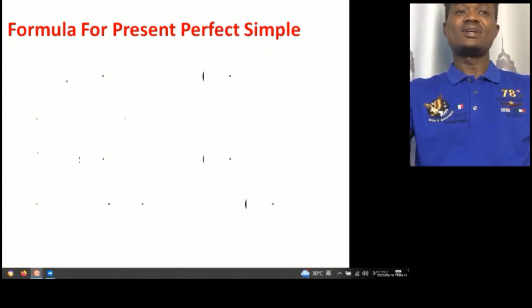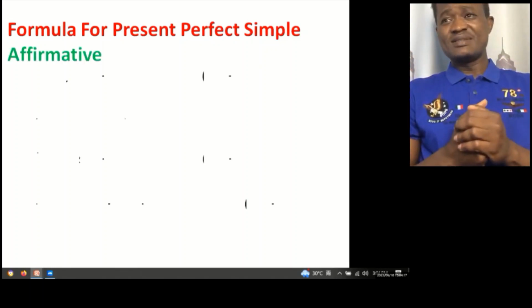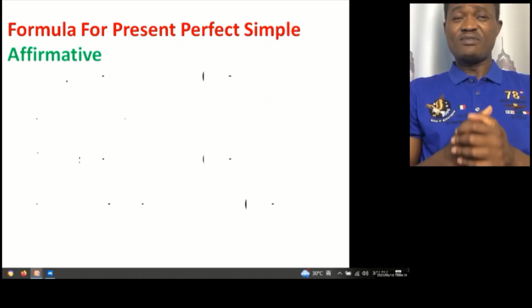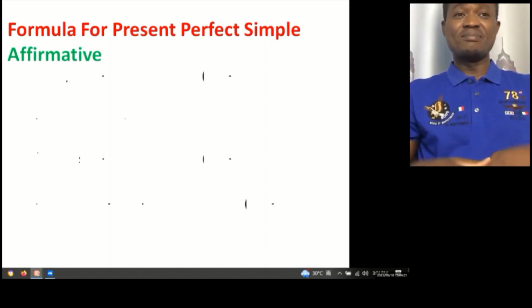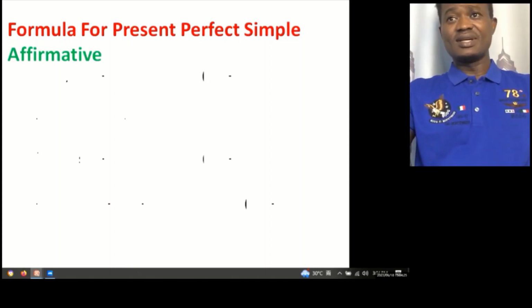Okay, affirmative. Let's talk about the formula for the affirmative form. When we talk about the affirmative form, that means the positive form. Okay, let's talk about the formula.